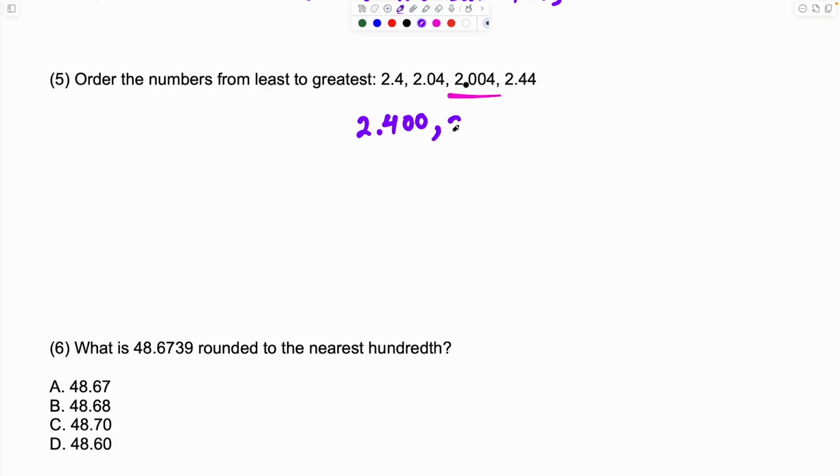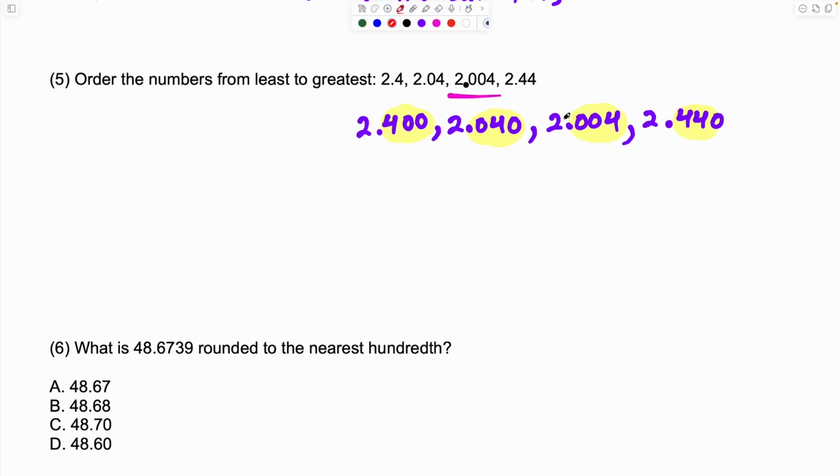Now, the next number here, 2.04, I would write this with an extra 0, so now it has 3 digits to the right of the decimal. And now the third number is already fine, it is 2.004, and then the last number I would write as 2.440. So now when I have to order this from least to greatest, I'm just looking at the numbers to the right of the decimal. And I see here that we have 004, which I just think of as 4. So we have 4, and then we have 40, and then we have 400, and then we have 440. Those numbers, when I say it that way, are the numbers in order from least to greatest. But now I just make sure I write it out formally with all the numbers included.